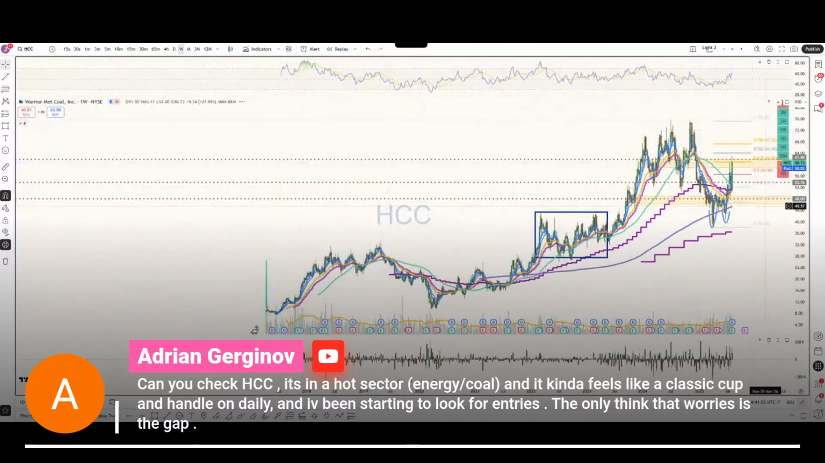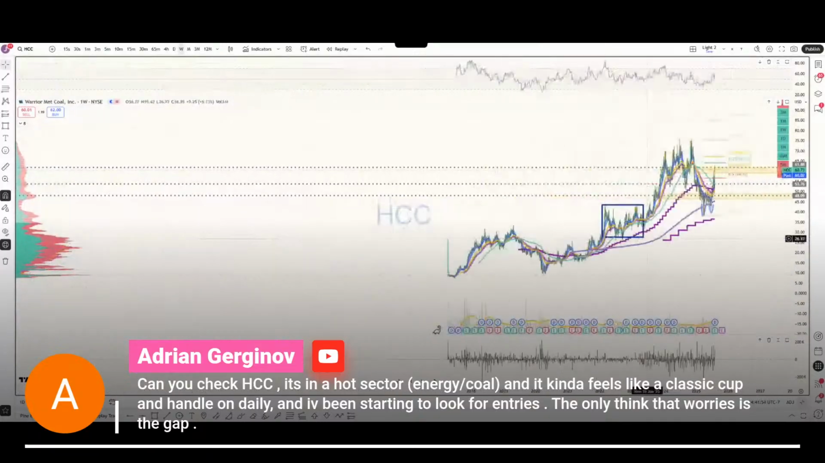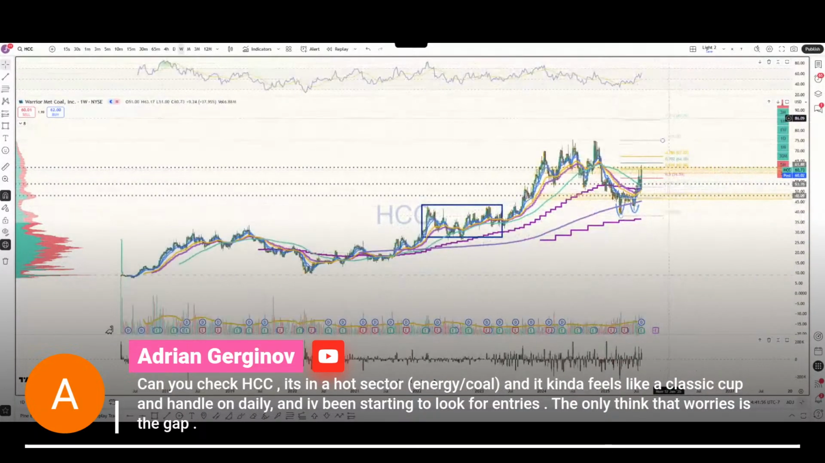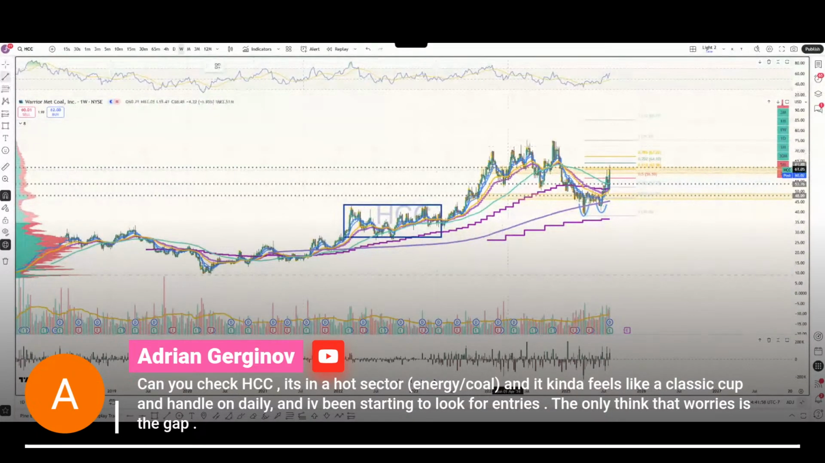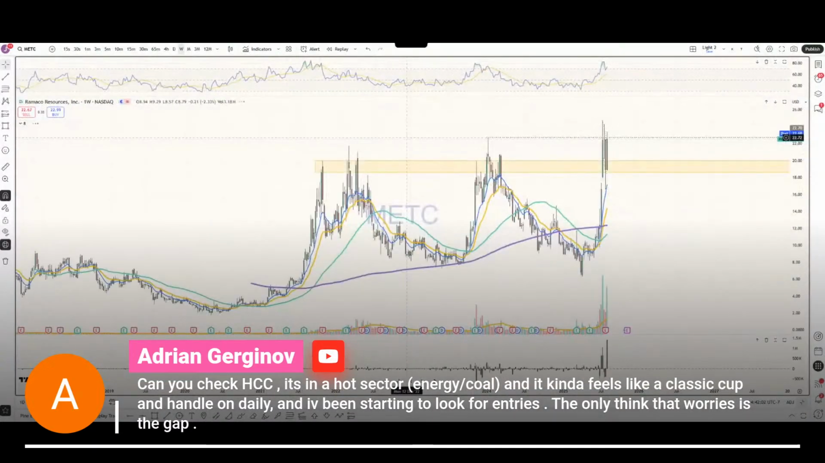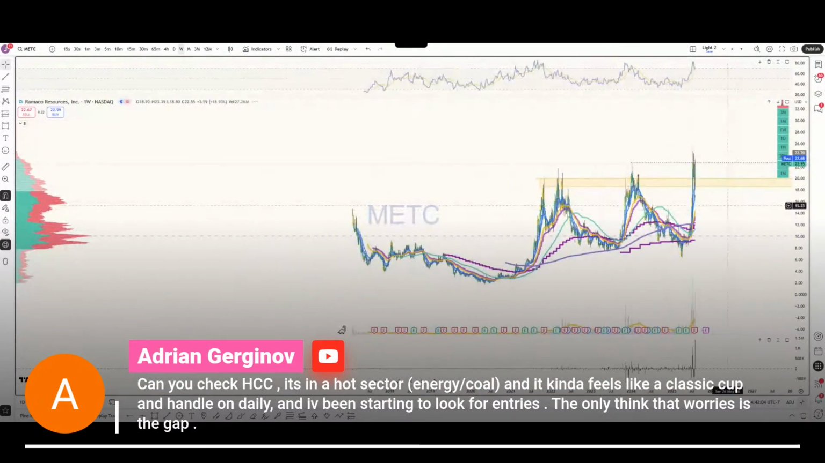When we zoom out, what we see is that these have been basing for a really long time, and they could have a lot of room to move up. I like HCC. It looks high quality. There's a few others I'm watching too. And METC looks like the strongest name.